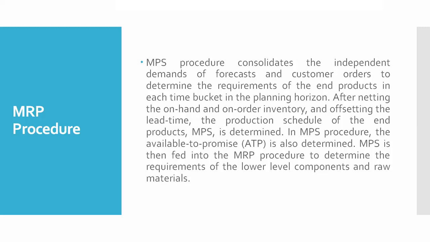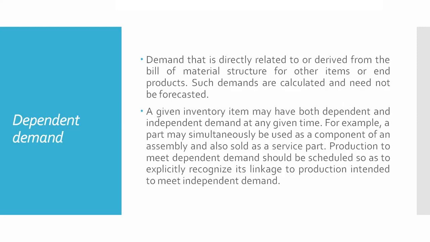So MPS is then fed into the MRP procedure to determine the requirement of low-level component and raw material. So you are having the MPS, how it will be fed into the system to have the lower level of requirement for the component and raw material. Demand item or demand dependent items कौन से होते हैं? So demand that is directly related to or derived from the bill of material structure for other items or end products. Such demands are calculated and need not be forecasted. तो इनकी जरूरत forecasting की नहीं होती है. ये already defined होते हैं और ये derive होते हैं bill of materials.